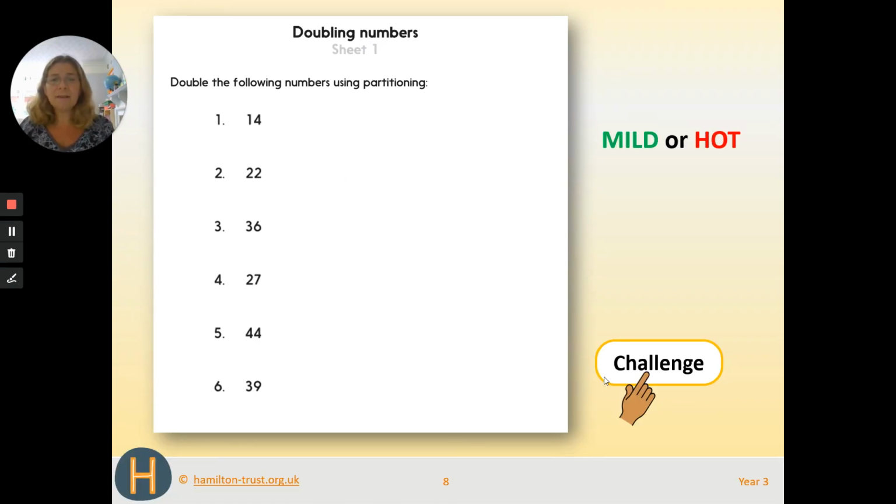Now it's your turn to go and have a go at your sheet. Have a go at the mild. If you whiz through that, have a go at the hot. And if you've done hot and mild and you've found them really okay, then it's time to go on and do a bit of a challenge or an investigation. If you've done the mild and you're still a bit unsure, then go to the bit stuck activity.